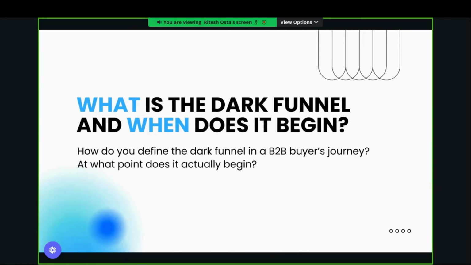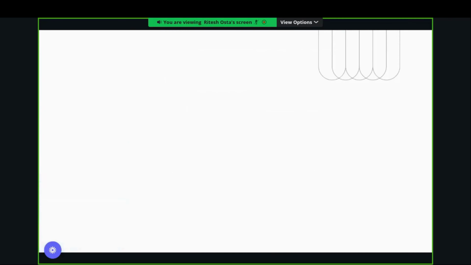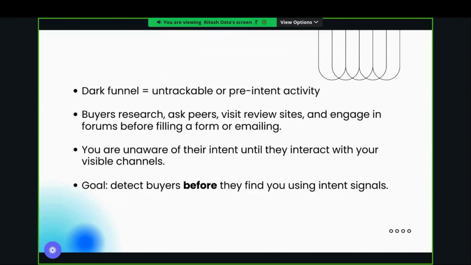So what is dark funnel and where does it begin? For everybody who is just tuning in now, how do you define the dark funnel in a B2B buyer's journey, and at what point does it actually begin? In order to understand what dark funnel is, quickly you need to understand what a funnel is. In the language of marketing, a funnel is basically the steps that a buyer takes within the journey, right?